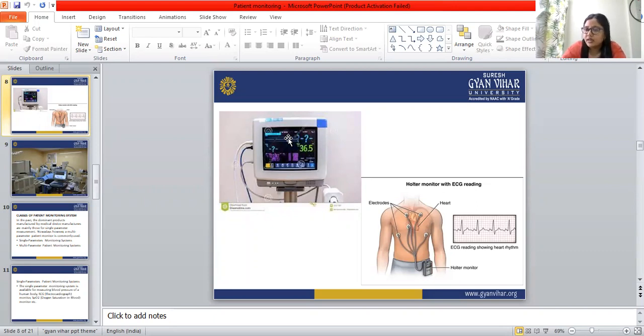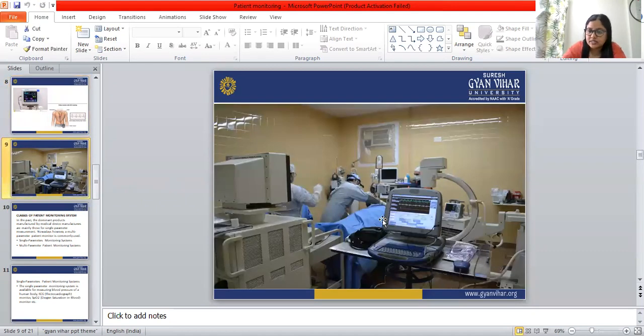So this is the computerized patient monitoring system. So this is another example.